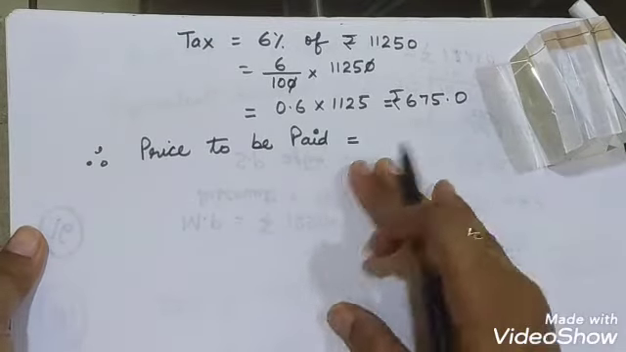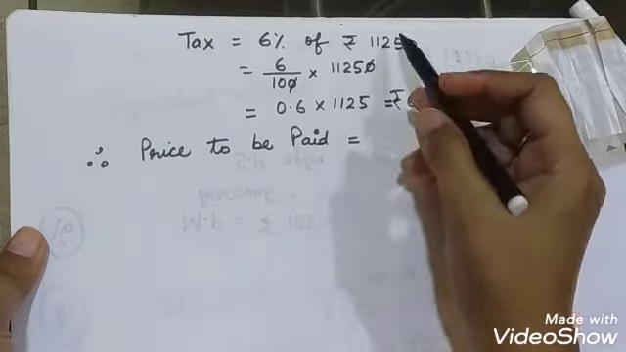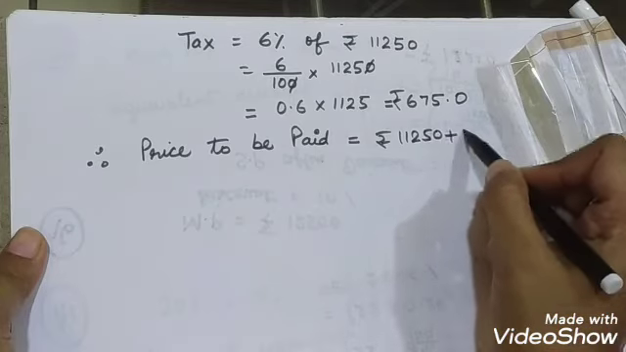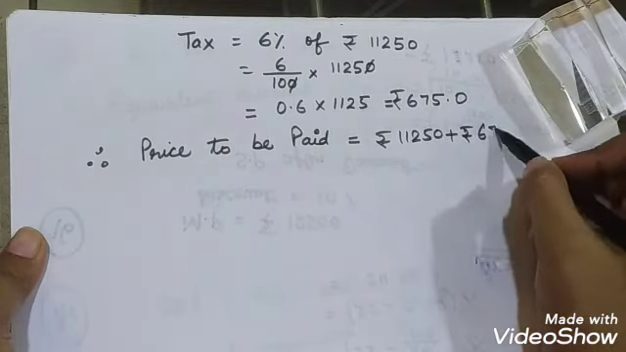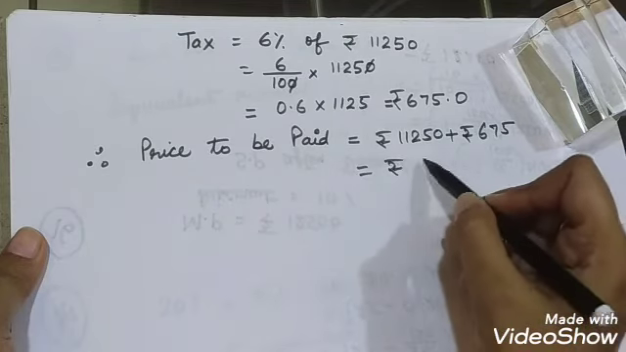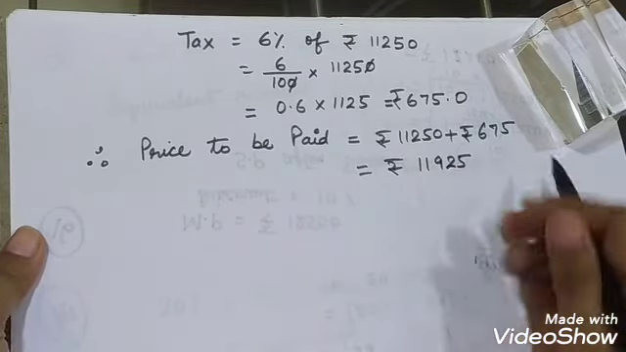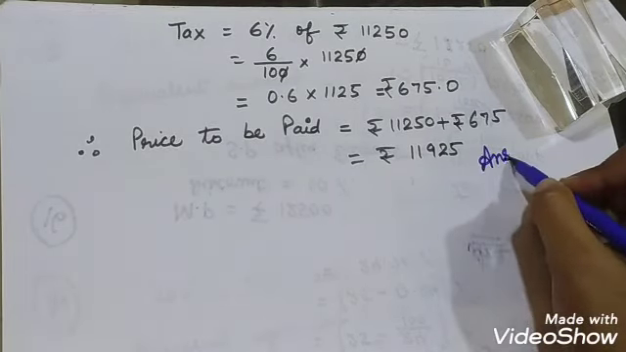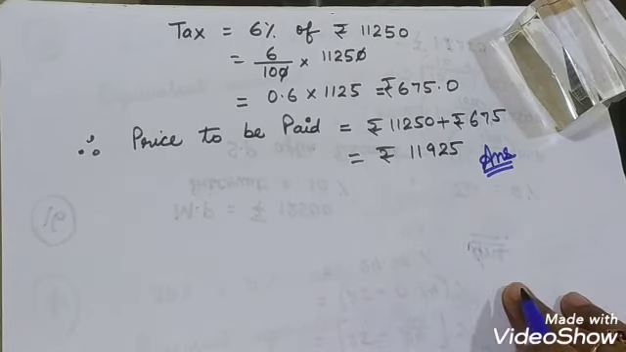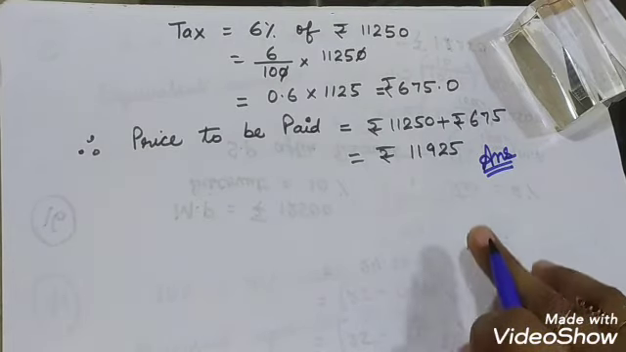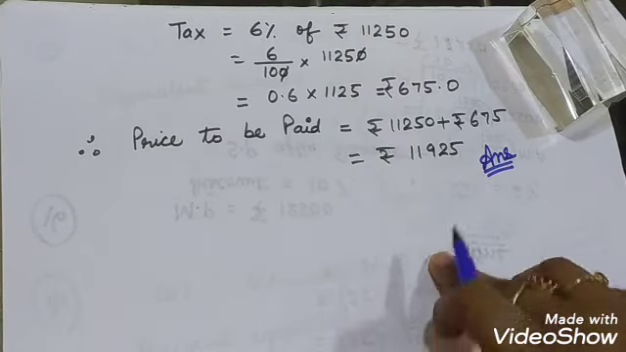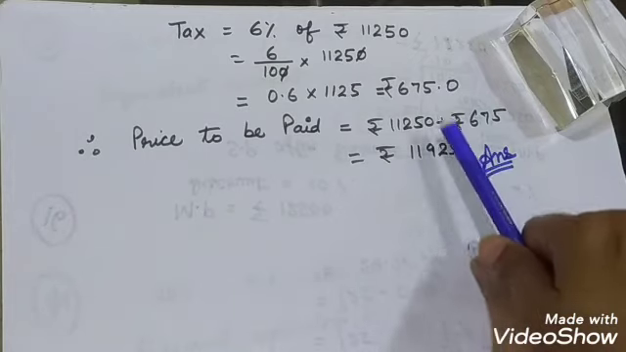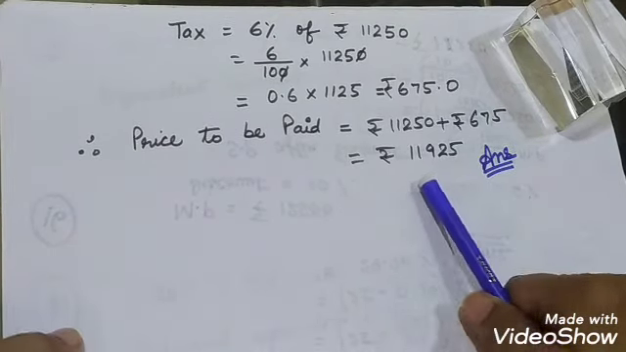675. Now price to be paid: tax is always added, so the price after discount is rupees 11250, and the tax we need to pay is 675. When you add, you will get 11925. So this is the amount that you need to pay for the bicycle. So what we see is that while applying a discount, it always gets subtracted, and when we apply the tax, it is always added to the amount. Okay, so price to be paid is this.